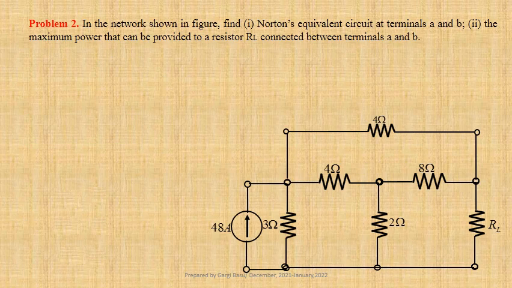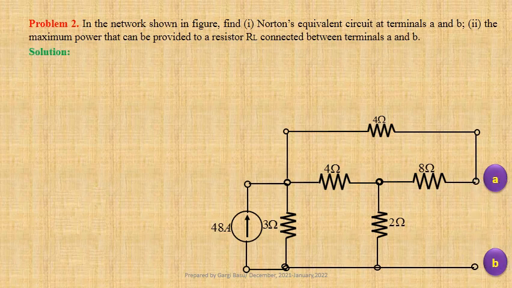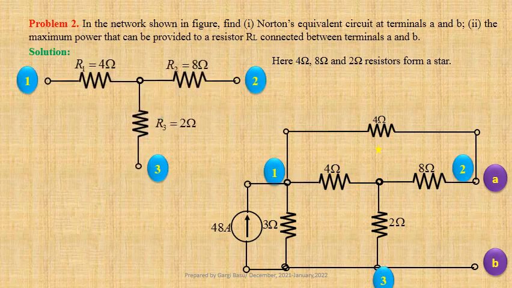In the network shown in figure, we have to determine the Norton's equivalent circuit at terminals A and B and the maximum power that can be provided to a resistor RL connected between terminals A and B. Let us first disconnect the load resistor RL. In this network, 4 ohm, 8 ohm and 2 ohm resistors connected to nodes 1, 2 and 3 form a star. We shall convert this star into its equivalent delta.